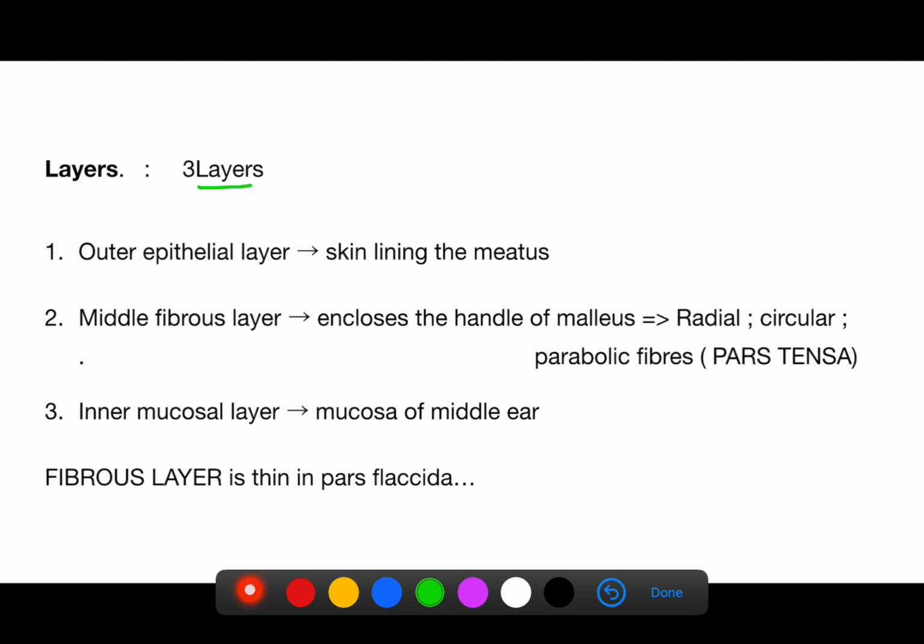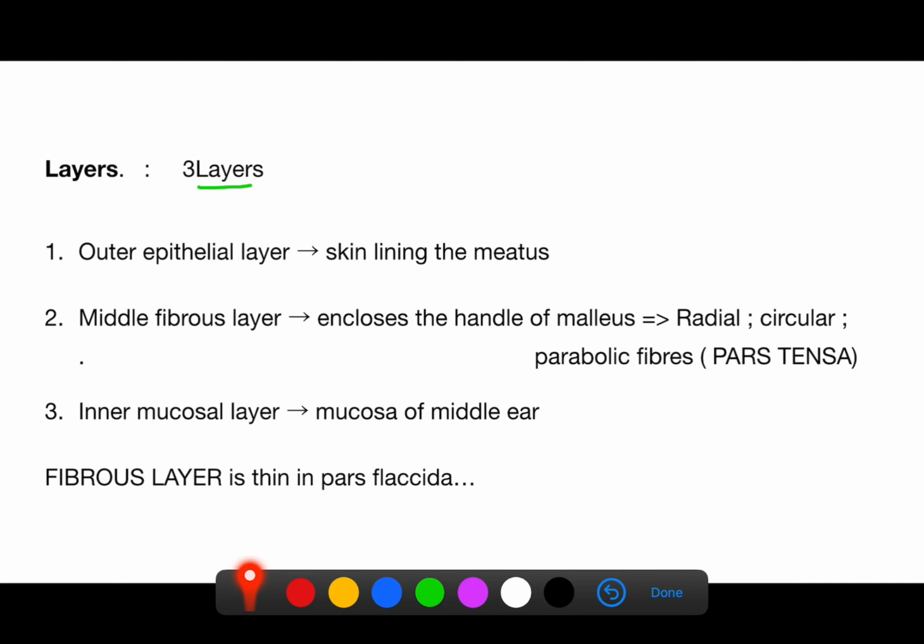And it has three layers: the outer epithelial layer, the middle fibrous layer, and the inner mucosal layer. The outer epithelial layer continues with the skin lining the meatus, and the middle fibrous layer encloses the handle of the malleus and forms the radial, circular, and parabolic fibers in the pars tensa. The inner mucosal layer continues with the mucosa of the middle ear. This fibrous layer is thicker and well developed in the pars tensa, whereas it is thin in the pars flaccida.